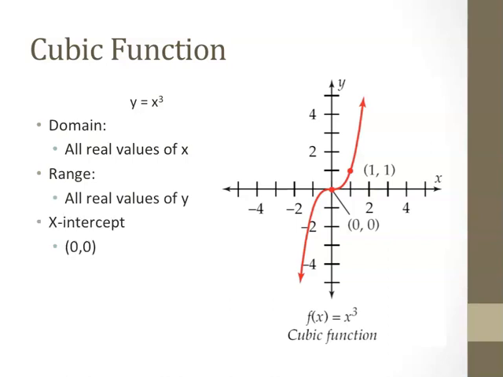You'll notice that for these parent functions, a lot of them will have an x-intercept at 0, 0, a point at 0, 0, somewhere in there, because it is kind of the most basic form of the function. All right, and then this parent function is always increasing, so even though it's increasing at different rates, the entire function is still increasing overall.